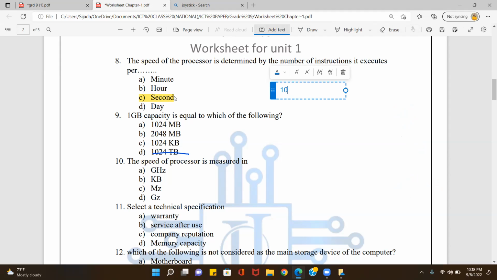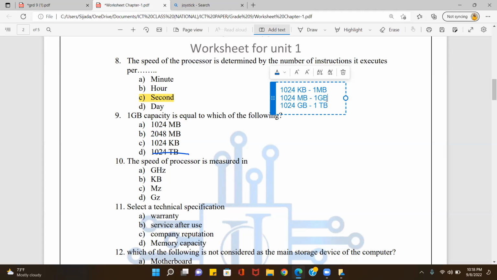Always remember 1024 KB equals 1 MB. 1024 MB equals 1 GB. 1024 GB equals 1 TB. This is definitely something that you need to learn when you go to grade 10. So it's better learning this.